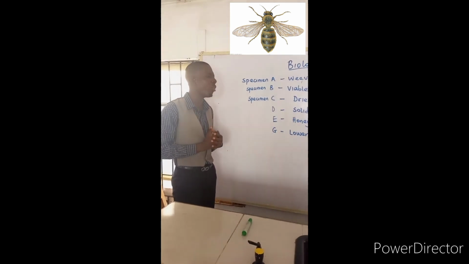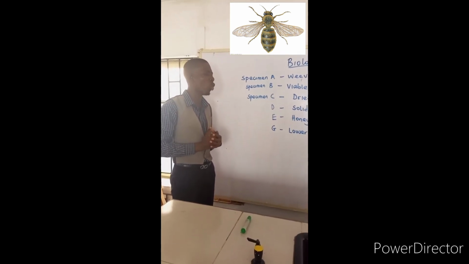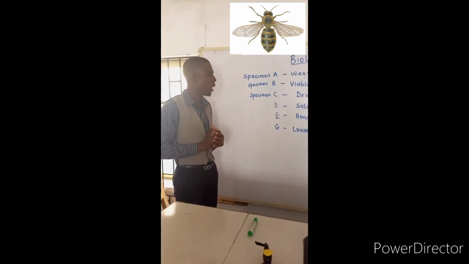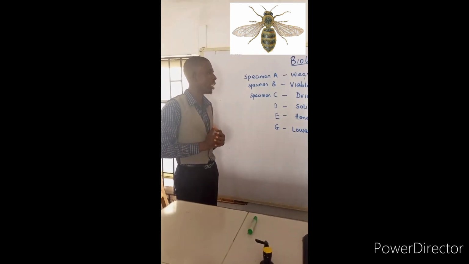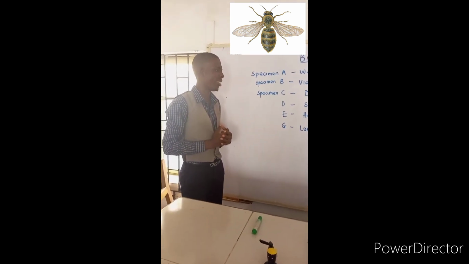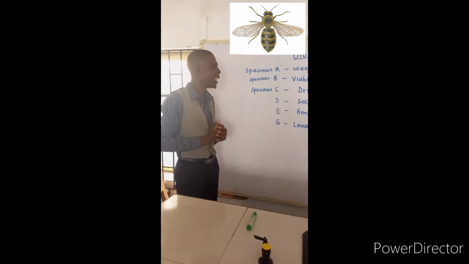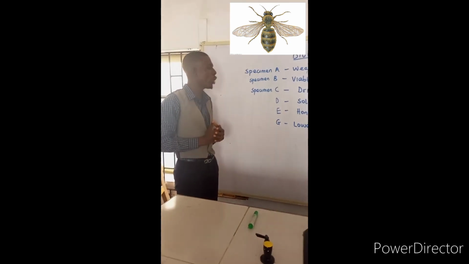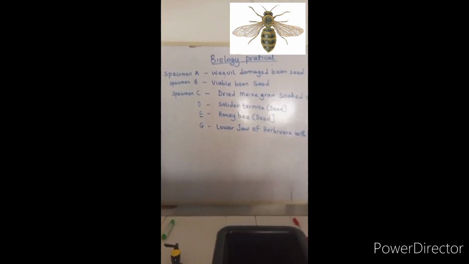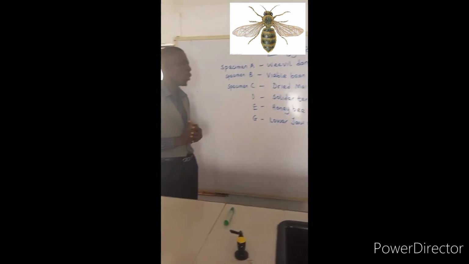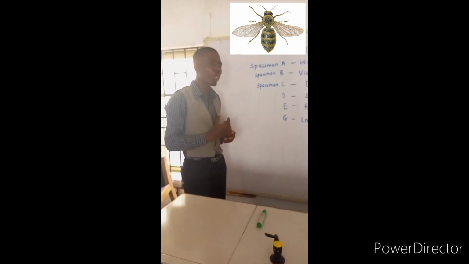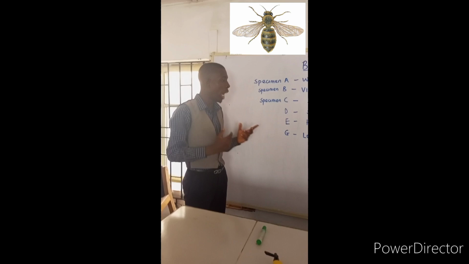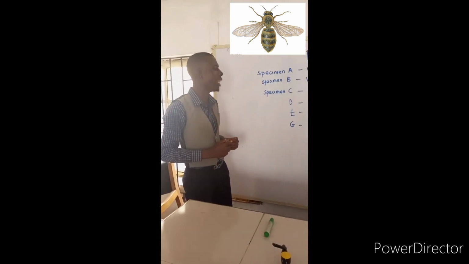Now, when you are talking about soldier termite, there's absence of wing. They don't have wings. But when you are talking about honeybee, there's presence of wing. That is one of the differences. Number two, soldier termite has absence of compound eyes, but honeybee has presence of compound eyes. Number three, soldier termite undergoes incomplete metamorphosis, but honeybee exhibits complete metamorphosis.